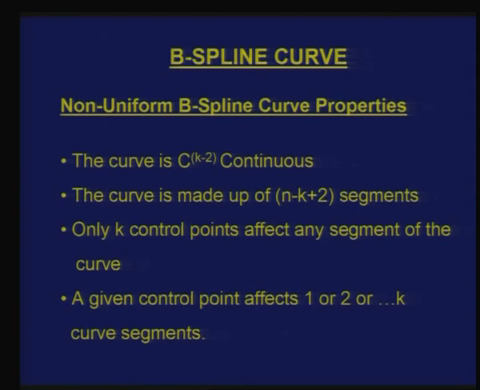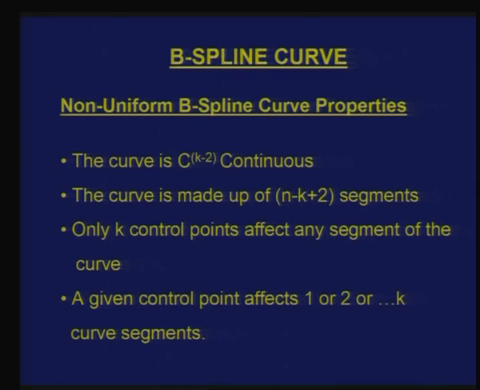So, let us look at some of the properties of this particular curve before going for the mathematical definition. The curve is C^(k minus 2) continuous, this we have already seen. Whatever is the k, k minus 2 will be the continuity requirement, and the curve is made up of n minus k plus 2 segments, this also we have seen. Once I know n and k, I know what the segments are, and only k control points affect any segment of the curve, that also we have seen, and a given control point affects 1, 2 or k curve segments depending on where they are located.